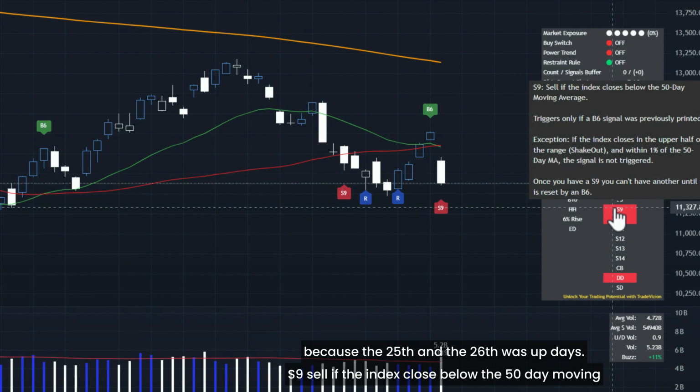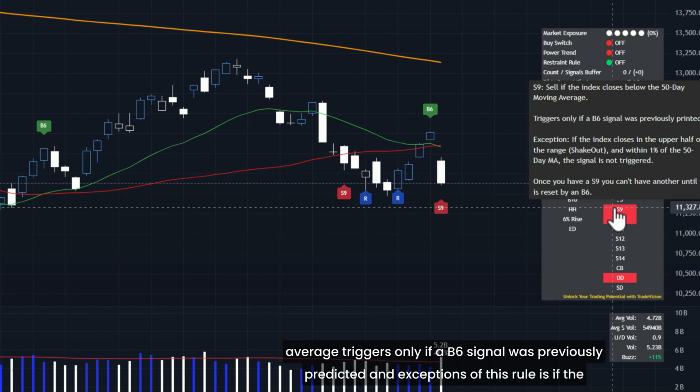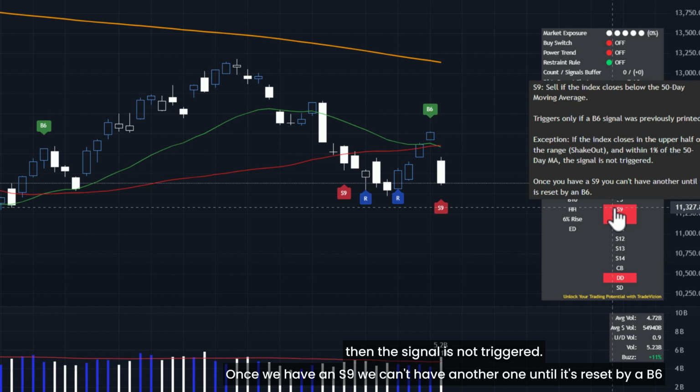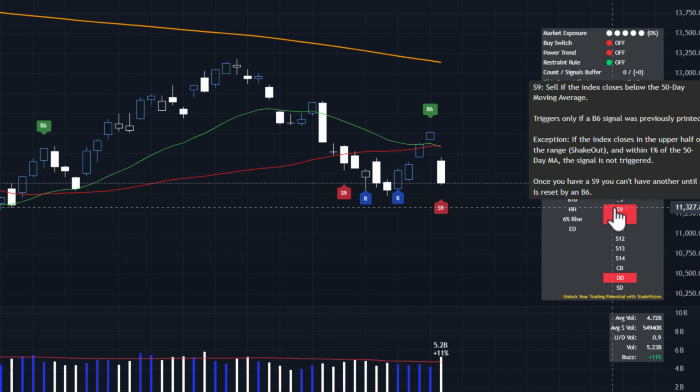S9. Sell if the index closed below the 50-day moving average. Triggers only if a B6 signal was previously predicted, and the exception to this rule is if the index closed in the upper half of the range and within 1% of the 50-day moving average, then the signal is not triggered. Once we have an S9, we can have another one until it's reset by a B6.